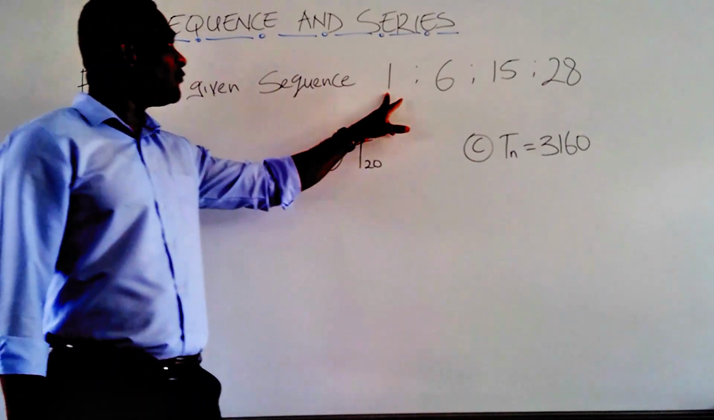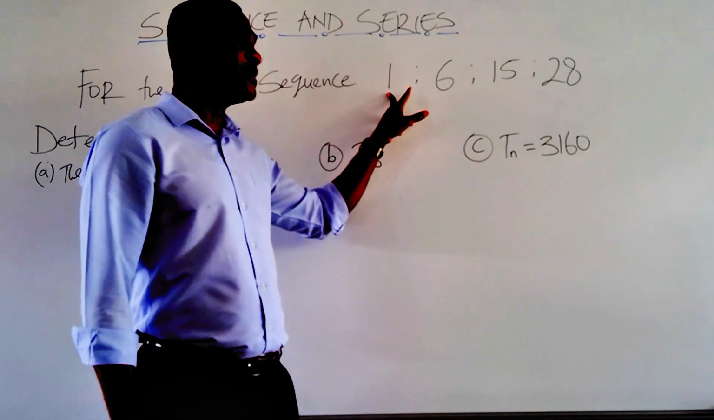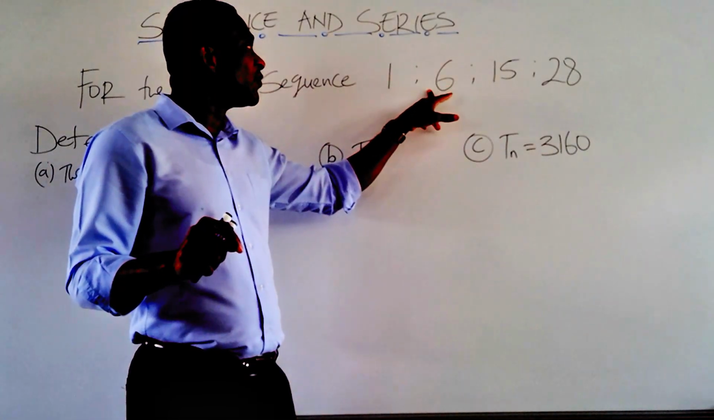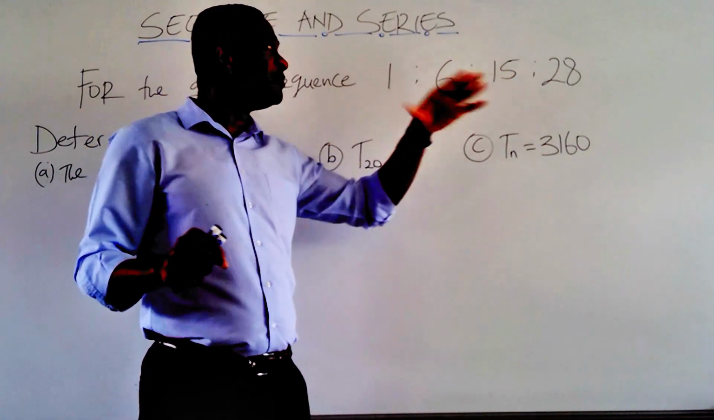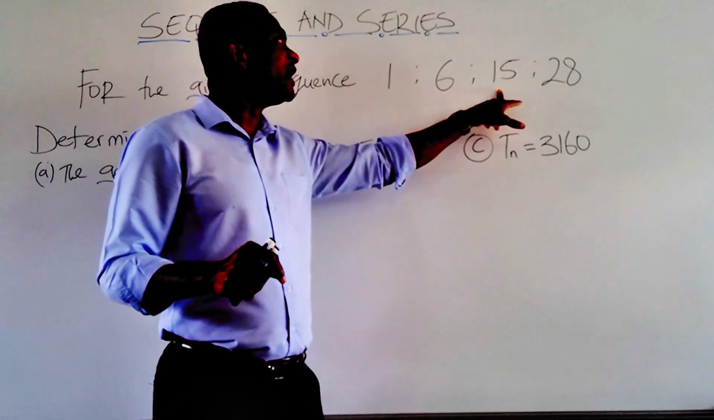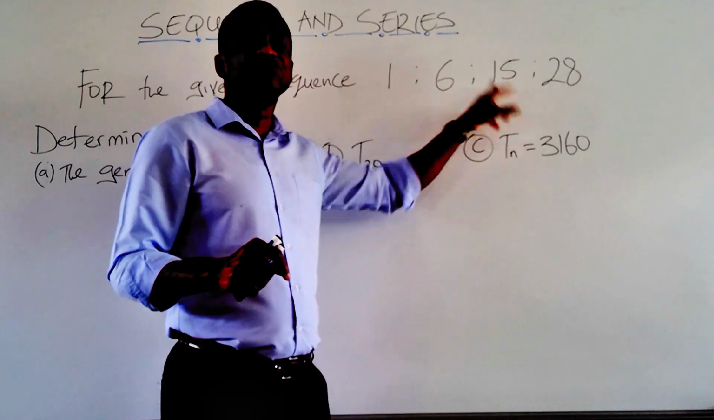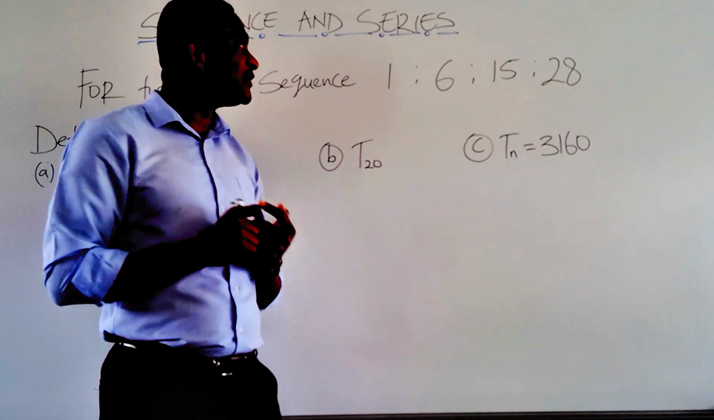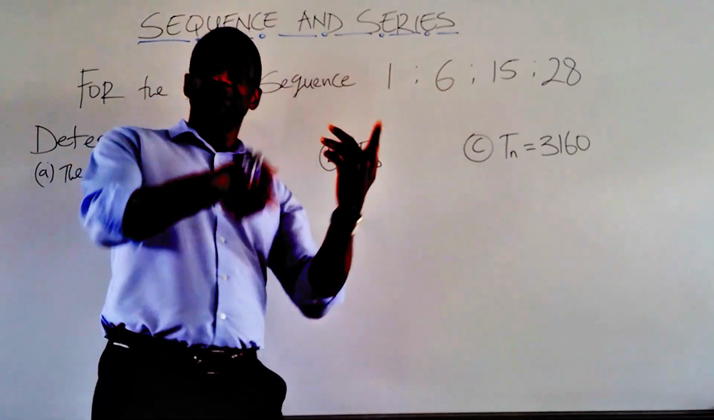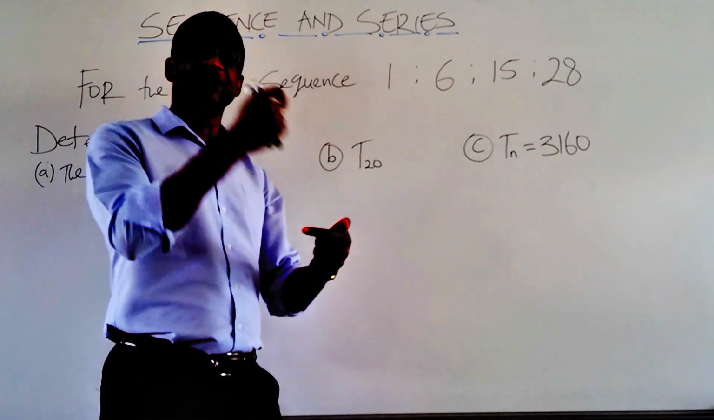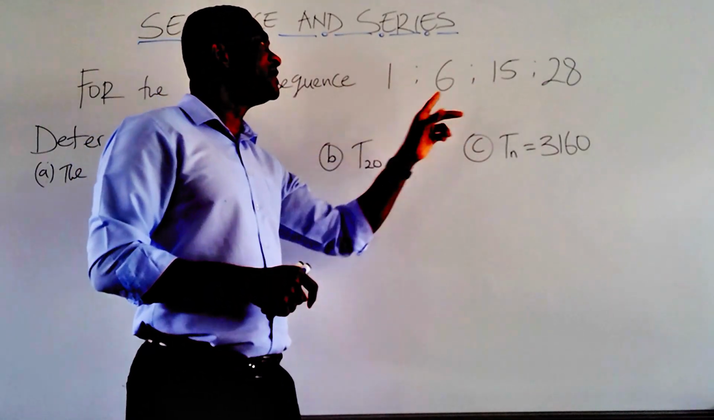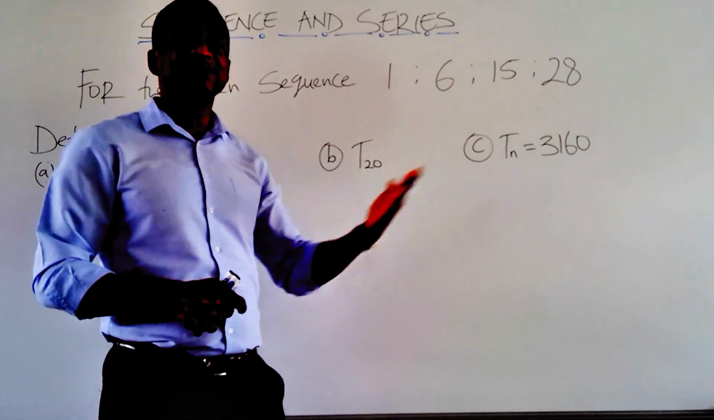Now let's look at this. We have 1 to 6. If we check the common difference, which characterizes the linear or the arithmetic, all the common differences must be equal before we conclude. We have here 5, and then we have here 9. So definitely it's not linear, it's not arithmetic. We check the common ratio. 6 divided by 1 is 6, 15 divided by 6 is not 6. So that will not apply.